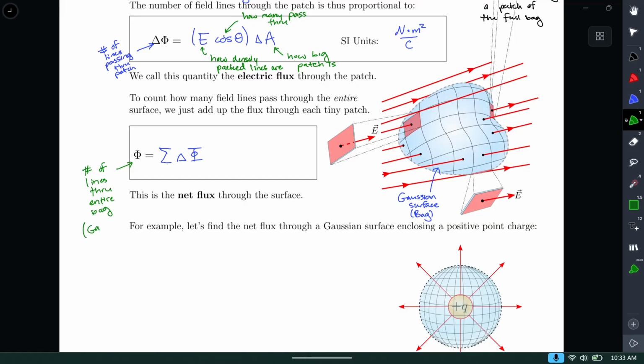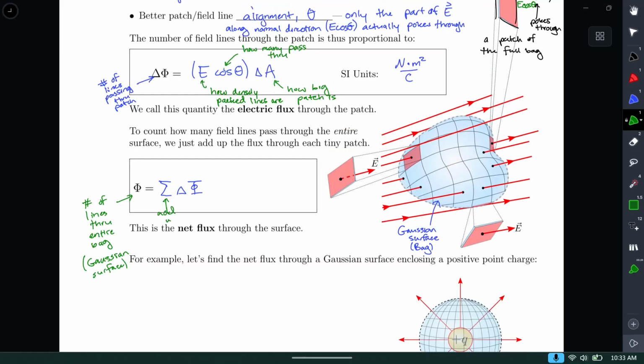Remember, our technical term for that bag is a Gaussian surface. The number of field lines through each patch, and I just figured out how to count that. For any one of those patches, you just calculate this right here.